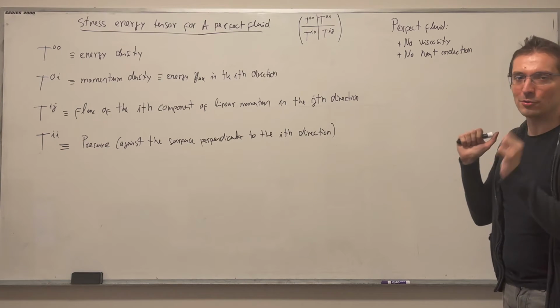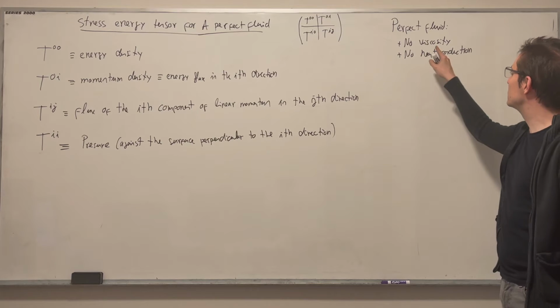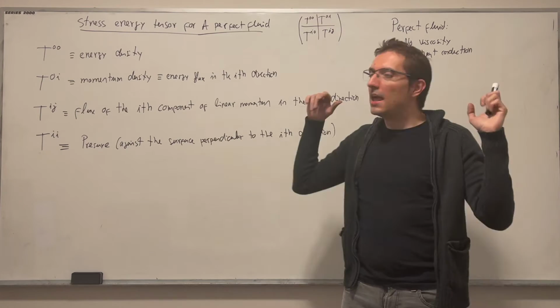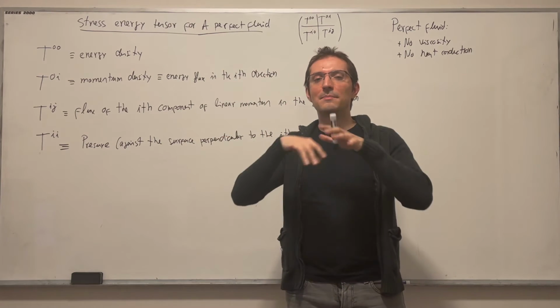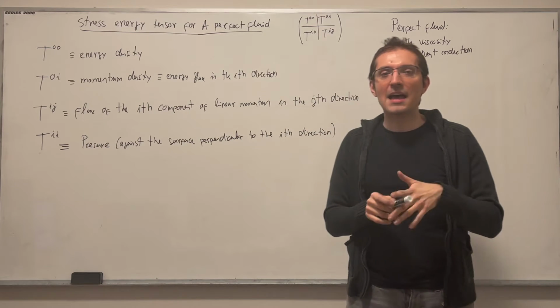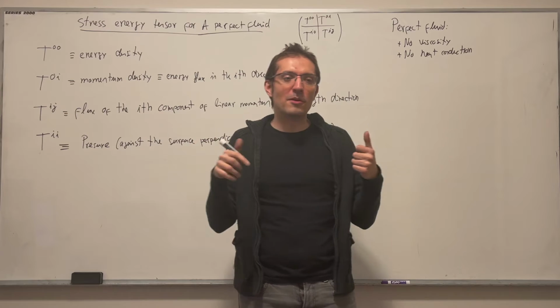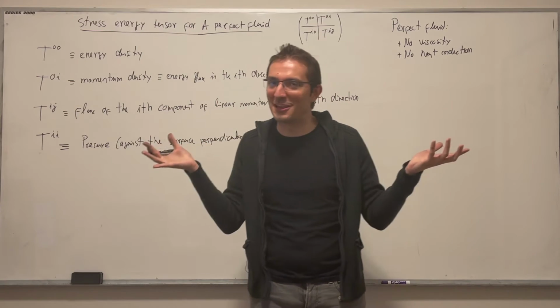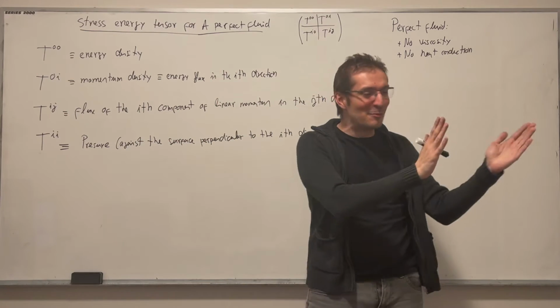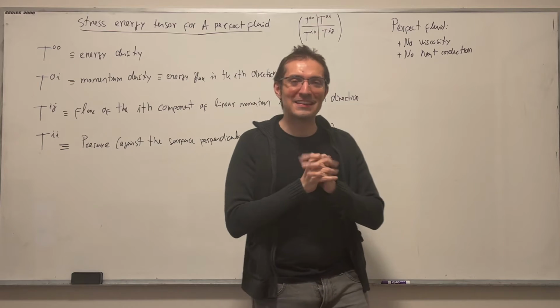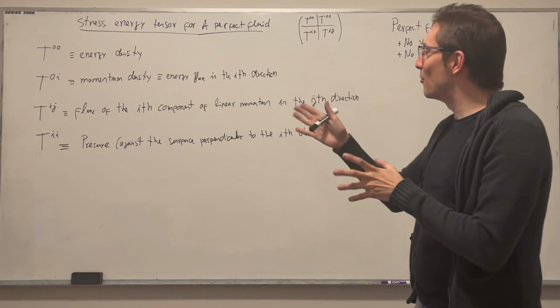Now, what is a perfect fluid? A perfect fluid is a fluid with no viscosity and no heat conduction. Let's assume that my fluid lives in a particular region of space-time and that I'm going to look at it from the comoving frame. The comoving frame is the frame where I see zero total momentum for the fluid. So the fluid is not moving from one place to another.